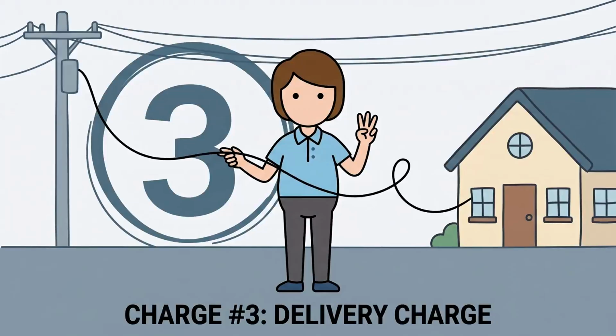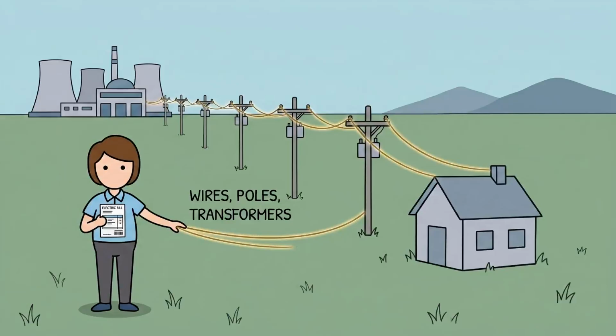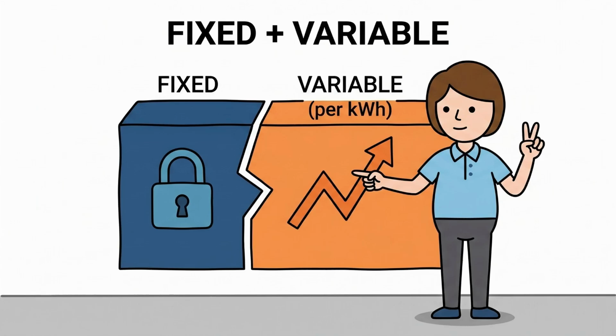Charge number 3 is the delivery charge. This pays for all the wires, poles, transformers, and equipment that bring electricity from the power plant to your home. The delivery charge is usually split into 2 parts, a small fixed fee plus a variable fee per kilowatt hour.